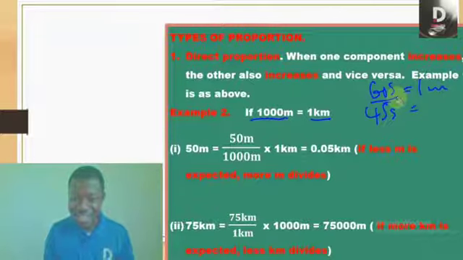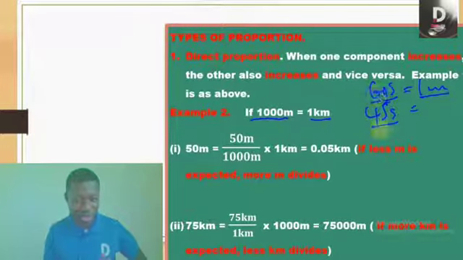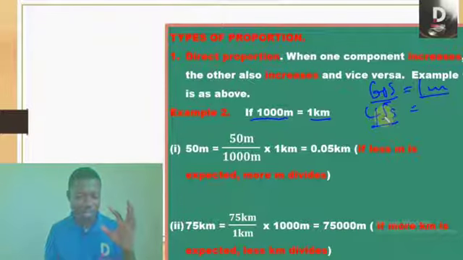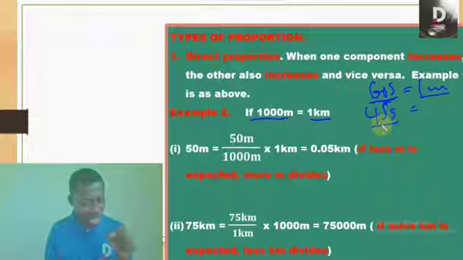60 seconds will give you 1 minute. Now, it's 45 seconds instead of 60 seconds. Now, compare them. We are comparing seconds and seconds. That is what is available for us to compare. Seconds and seconds. 60 gave me this. 45. Are you expecting more or less?